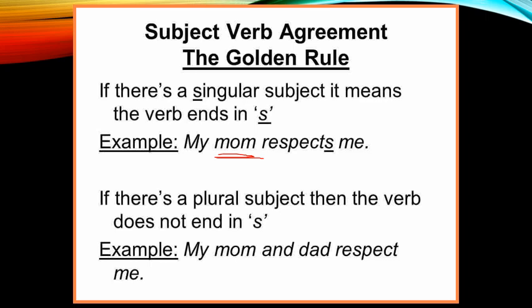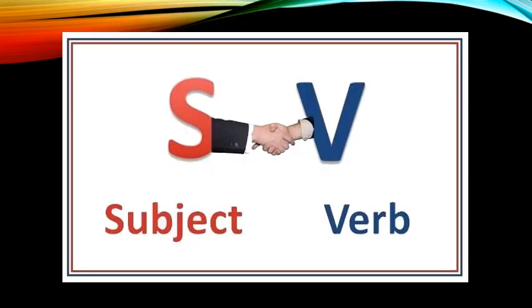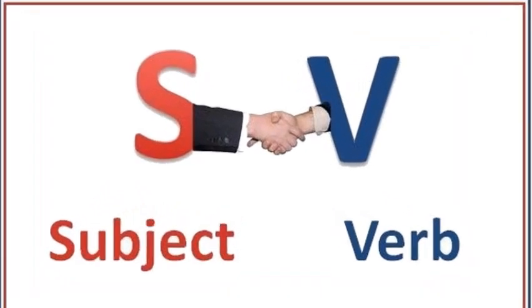If there is a plural subject, then the verb does not end in S. My mom and dad, plural subject, my mom and dad respect me. There is no S in the verb. I'm repeating myself. Singular subject, singular verb, plural subject, plural verb. And that is the subject-verb agreement. If the subject agrees with the verb, in that case you are going to save yourself from making any grammatical mistake.